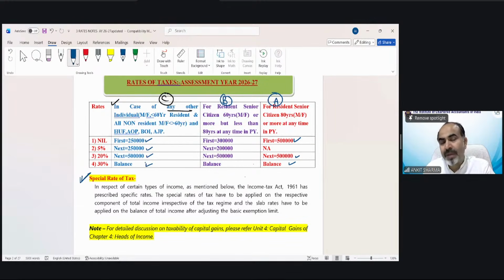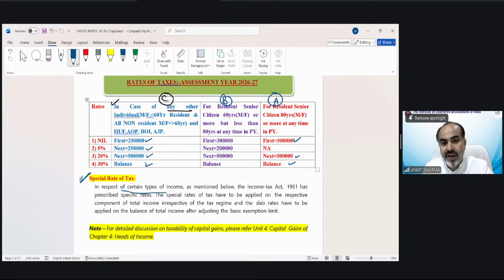These rates are applicable in case of salary income, business income, interest income, house property income. But there are certain incomes for which special rates of tax are applicable. In case of capital gain, the rate is on the basis of income, 12.5%, 20%. In case of casual income, it's 30%. Those kinds of rates will be discussed in the respective chapters. But these are the general rates, mostly 70-80% of tax calculation is on this basis.